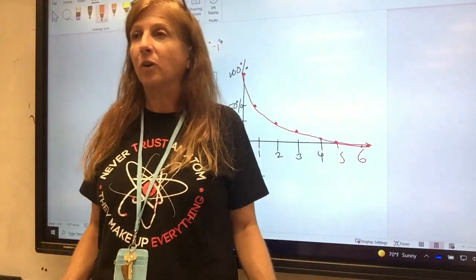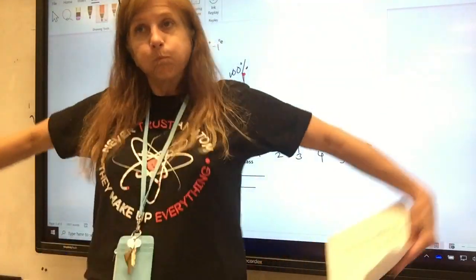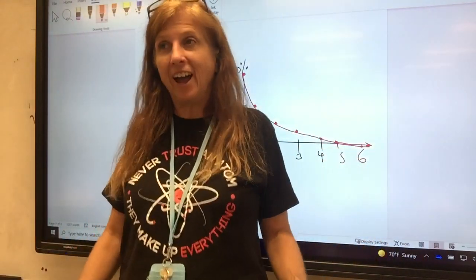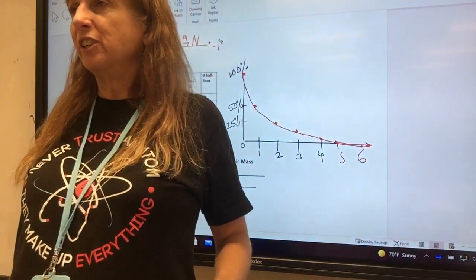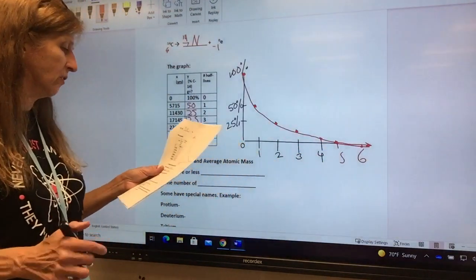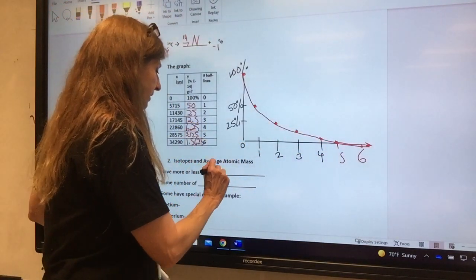Isotopes, and this is what I always do. What's an isotope? They're fat or thin, right? Because they have more or less neutrons. So isotopes have more or less neutrons.